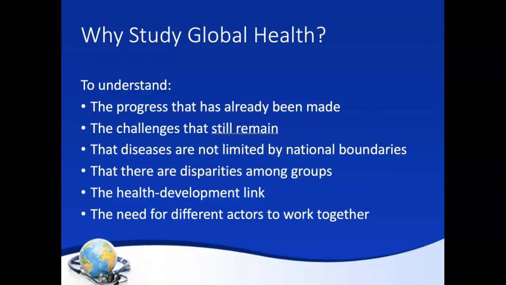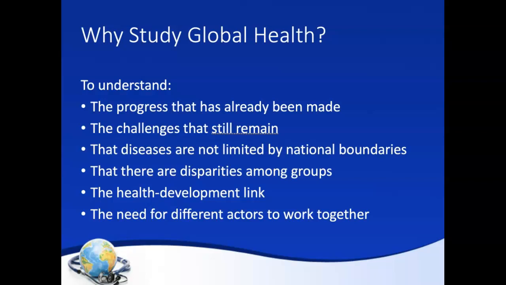There are disparities among groups. There's disparities within countries, from country to country. We see that within Canada. We see it with our Indigenous population versus the general population. They have much higher rates of teen suicide, diabetes, heart disease. We see it if we compare Canada to Sierra Leone. If we look at the life expectancy, in Canada it's over 80, in Sierra Leone, it's only 52.